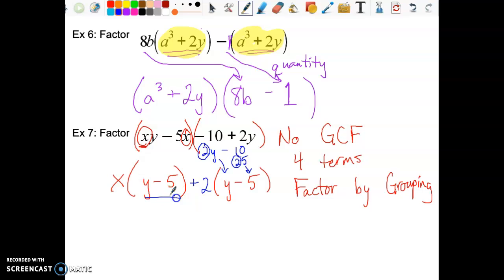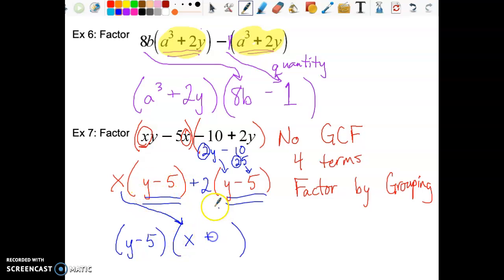And so now what's inside the parentheses is exactly the same. I can write that in front. I hope this is ringing a bell from last year. And then what is left over, what I did not circle, or underline I guess in this case, is the x and the 2. And that is the final answer.